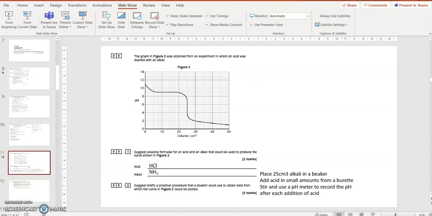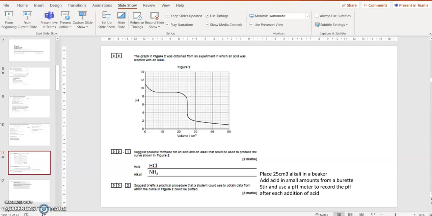Question 9. The graph was obtained from the experiment in which acid was reacted with alkali. It looks as if you're starting with the alkali and adding some acid because the pH is going down. It's starting at around about pH 11, so that's not particularly high. A strong alkali, strong base would be up in 12, 13, 14, so I've got a weak base, but it's coming right down to pH 1, which means I've got a strong acid. An example of a strong acid is hydrochloric acid, and an example of a weak base is something like ammonia, NH3.